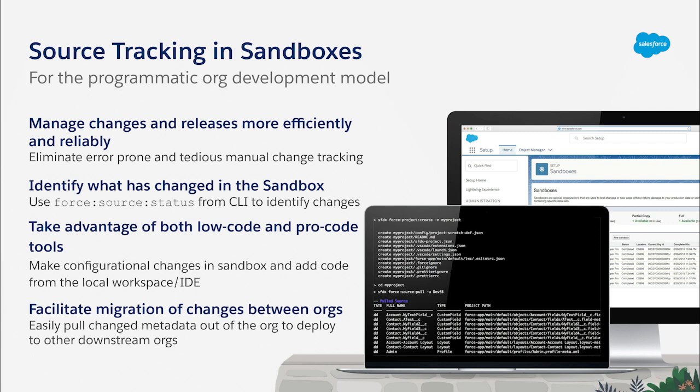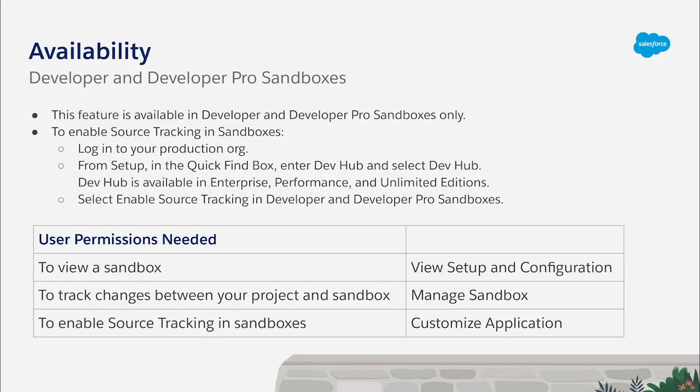Simply connect and authenticate as many orgs as you like to your local workspace. And you can use the source push command to push changes to as many orgs from the same project just by specifying the right username of the org you're pushing to. You don't need to handcraft the package.xml and deploy to several different orgs or create change sets and forward them to these orgs.